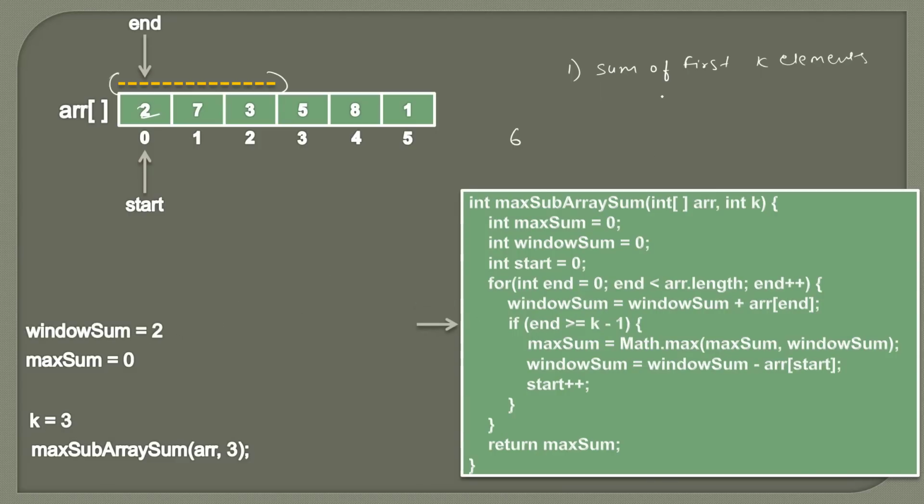And here you can see that we need to evaluate the sum of the first k elements. So this condition, if end is greater than or equal to k minus 1, means k minus 1 is 2 because the value of k is 3. If end is equal to 2 or greater than 2, then this if condition will come out to be true. At the start, the value of end is 0. So 0 is not greater than or equal to 2. It means this if condition comes out to be false and this if block won't get executed.